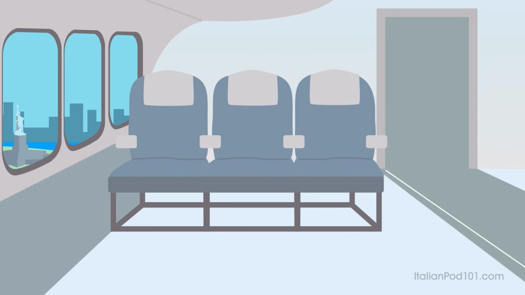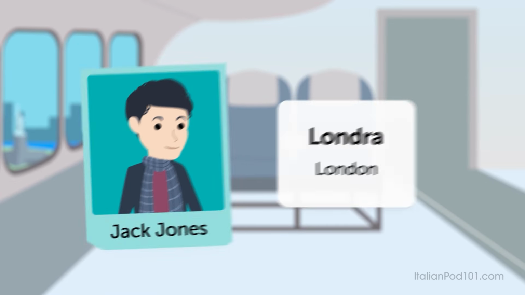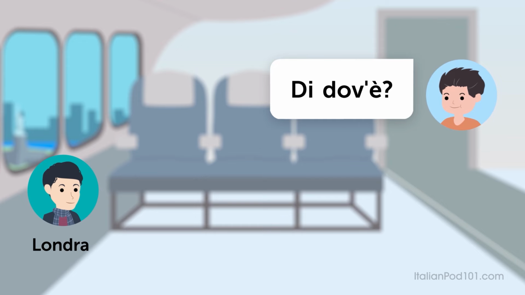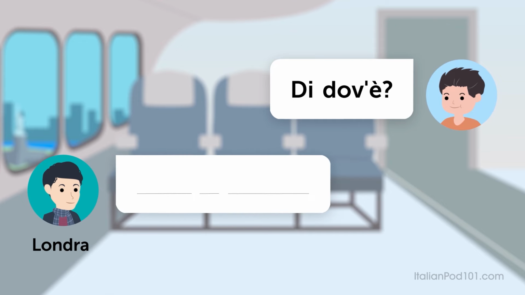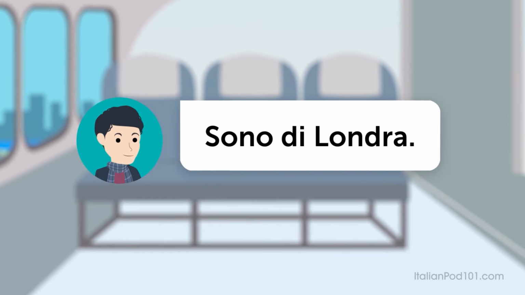Let's practice. Imagine you're Jack Jones from London. Respond to Paolo Parisi's question. Ready? Di dov'è? Sono di Londra. Listen again and repeat. Sono di Londra.